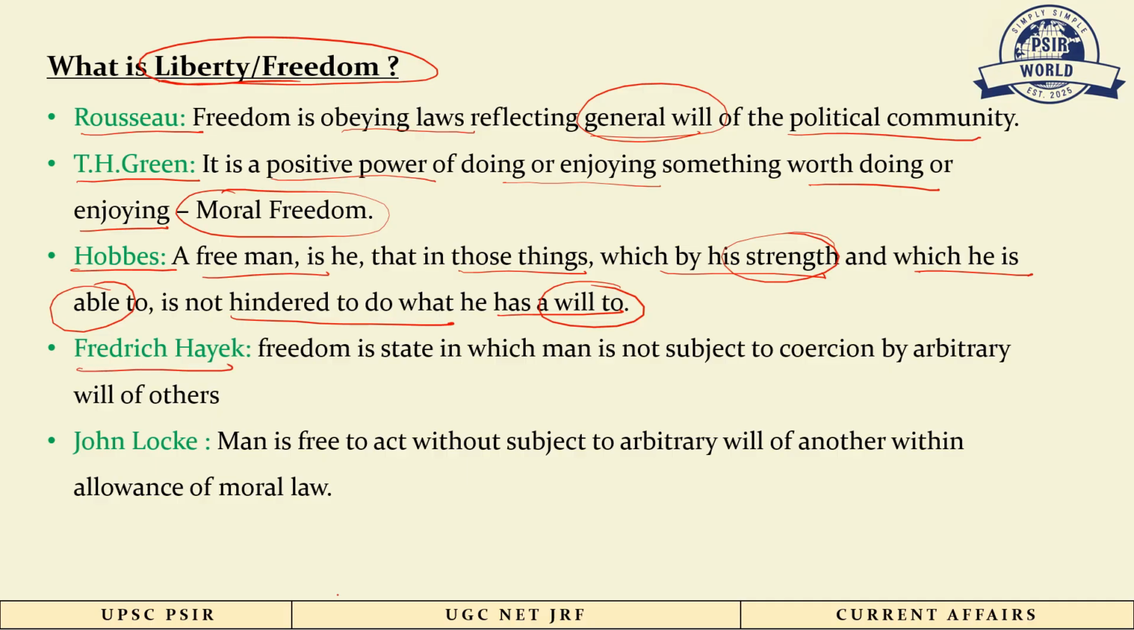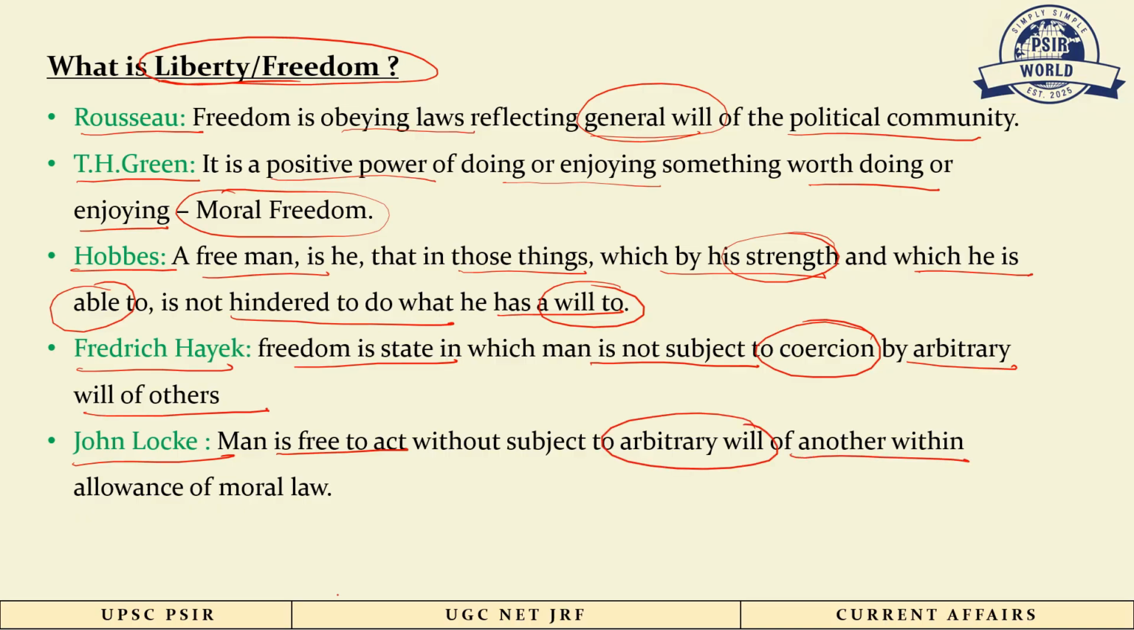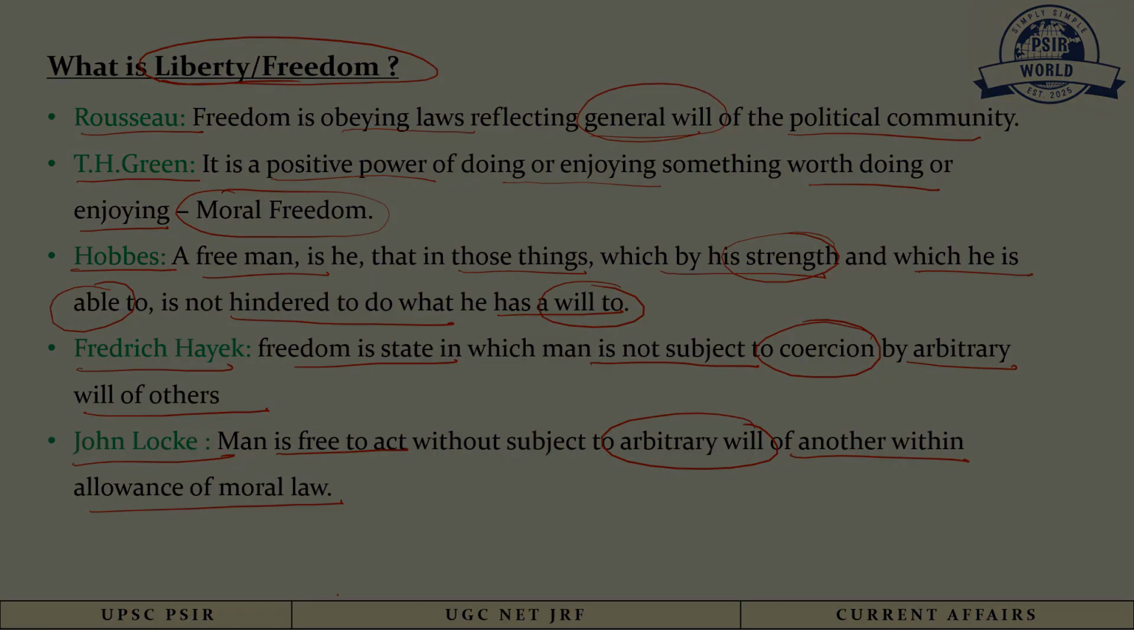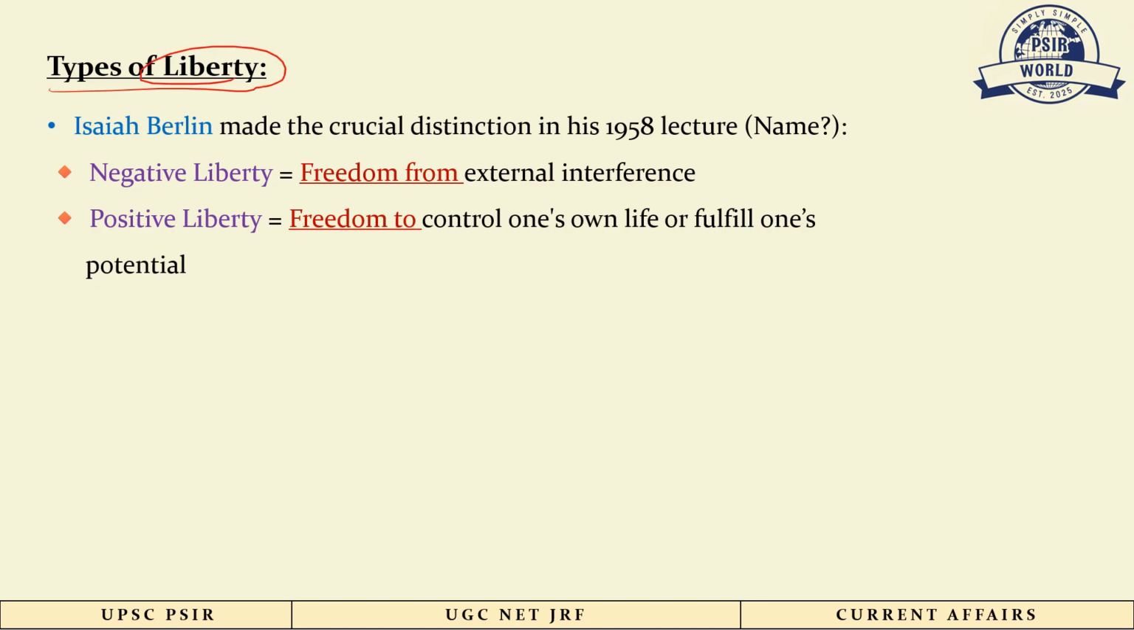Friedrich Hayek says that freedom is a state in which man is not subject to coercion by the arbitrary will of others. John Locke says that man is free to act without being subject to the arbitrary will of another, within the allowance of moral law. So, what are the types of liberty?